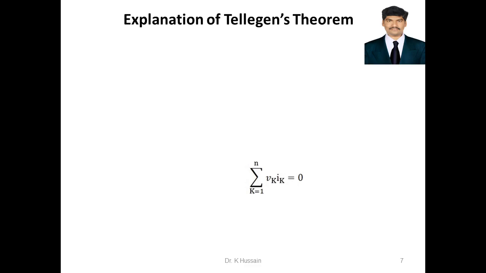Now we'll see the explanation of Tellegen's theorem. Simply, the meaning is that the summation of powers is equal to 0. If you are asked for the statement, you need to write it in elaborated form. In simple manner, summation of powers. So what does summation of power mean? Product of voltage and current, for all the branches you have to take, should be equal to 0. That is the meaning of this.